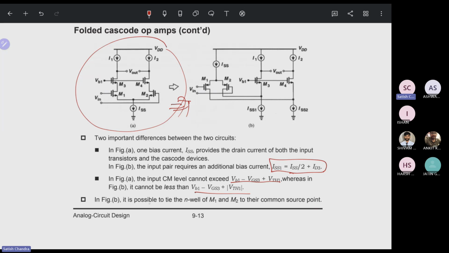In figure B, it is possible to tie the N-well of M1 and M2 to their common source point. For figure B, we are saying basically this part, it is possible to tie the N-well of M1 and M2 to their common source point. This is the common source point.